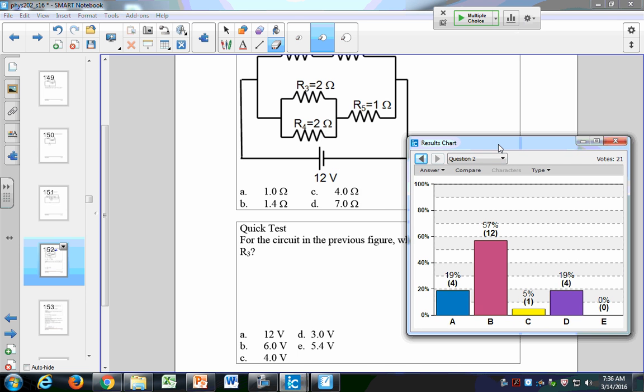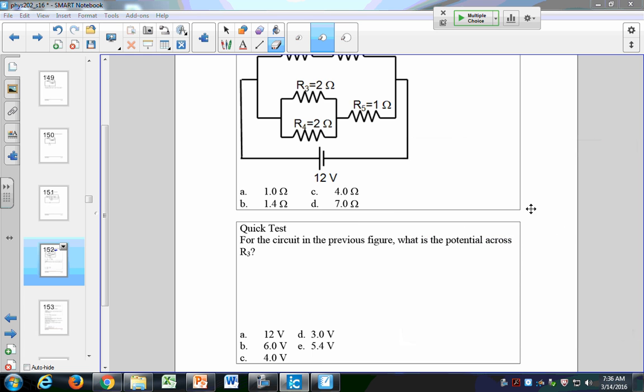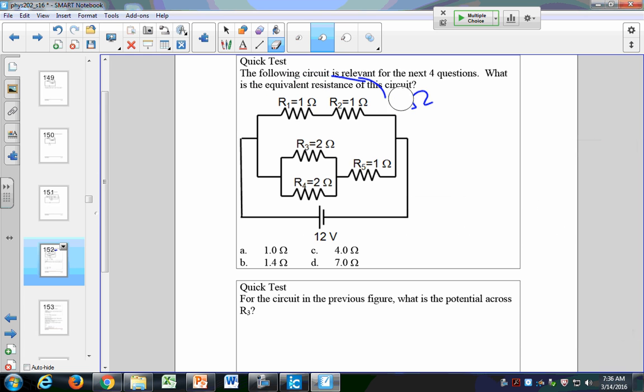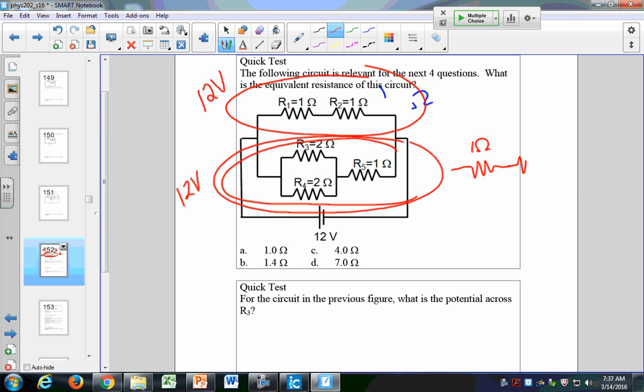Okay, so what was B? 6 volts. B is right. So on this, I have 2 parallel branches. I have this parallel branch up here, and I know across that parallel branch I have 12 volts. It's as if those 2 resistors are hooked up together with my 12 volt battery. And likewise across this parallel branch I have 12 volts. So if I just look at this bottom one, because that's where R3 is, I imagine I have a 1 ohm resistor and a 1 ohm resistor hooked up to my 12 volt battery, right?